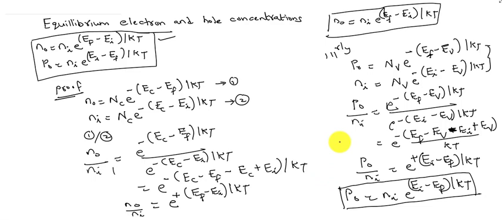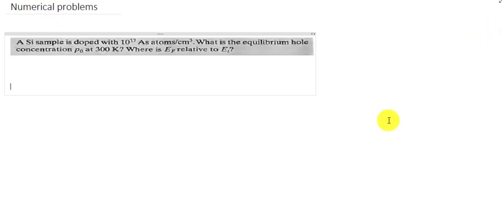Next we will see a problem regarding the equilibrium electron and hole concentration. This is the question: a silicon sample is doped with 10 raised to 17 arsenic atoms per centimeter cube. What is the equilibrium hole concentration at 300 Kelvin? Where is Ef relative to Ei? This is the question given. We have to calculate the equilibrium hole concentration, and here we will calculate both hole and electron concentration.